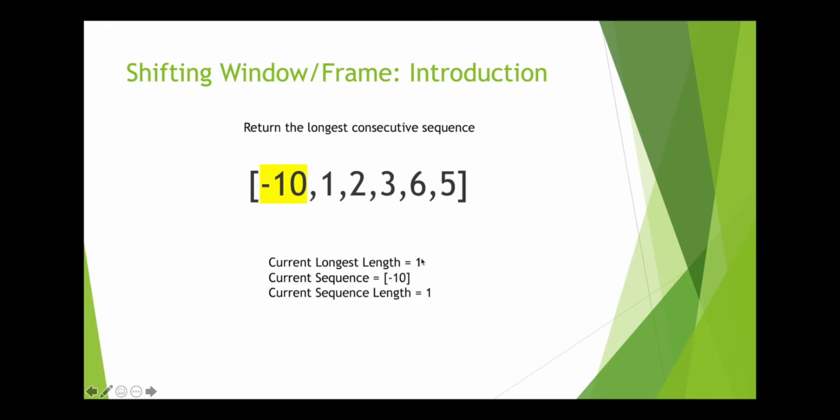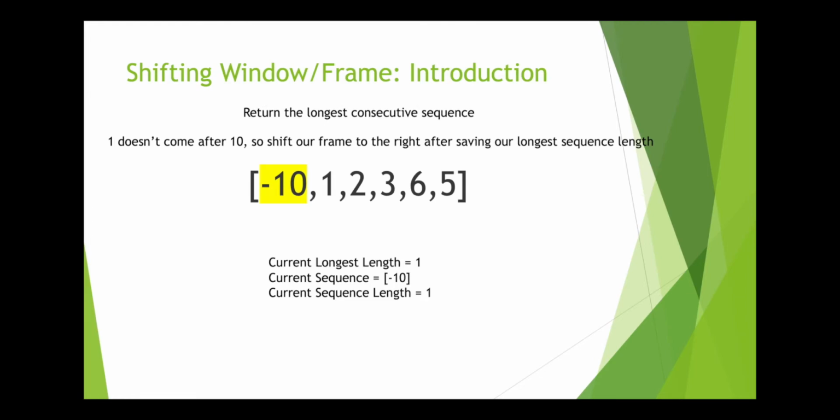So this longest length should be able to change. This longest length should be entirely based on the longest window length that we've seen previously, whereas current sequence length should always refer to the length of the current sequence. Now we're going to do a look ahead here, and we're going to look at 1, right? So 1 doesn't come directly after negative 10. So we want to shift our frame to the right, right?